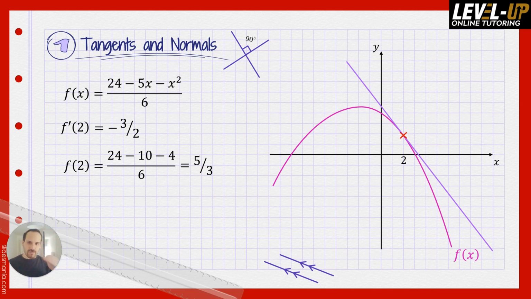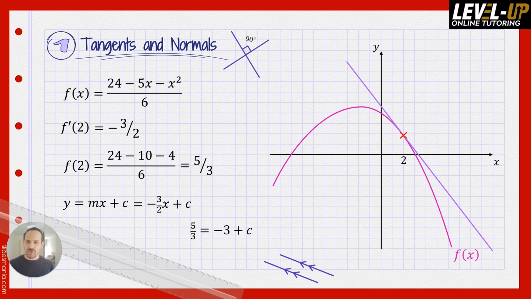And we know the gradient at that point is minus 3 over 2. So now, using our understanding of straight lines, we've got everything we need to find what the equation of that line is going to be. Like I said, it's going to be y equals mx plus c. This is our general form for any straight line. We can put in our gradient, and now we can substitute in our coordinate.